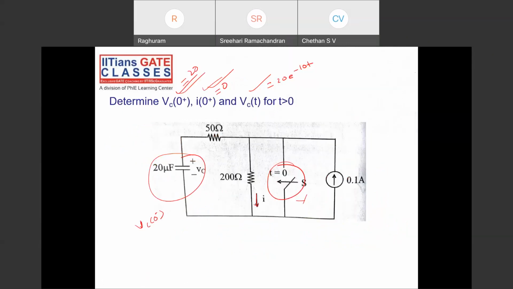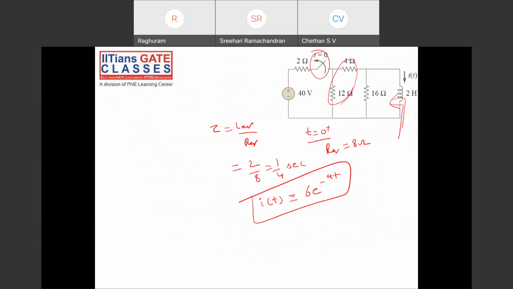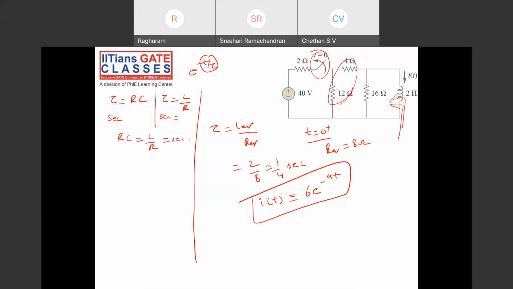As you reminded, let me give you this one also. For an RC circuit, tau is equal to R equivalent into C. For an RL circuit, tau is equal to L by R. See, e power minus t by tau, the exponent is unitless. That means tau has units of seconds. So R into C is seconds, L by R is seconds. Unit wise, I can equate these two: RC is equal to L by R. The units are seconds for this.